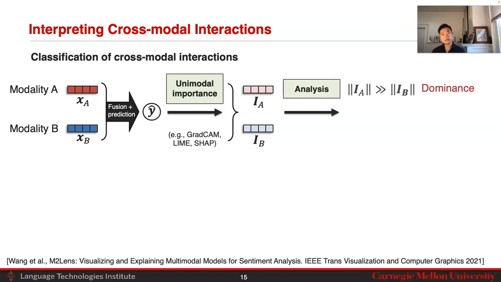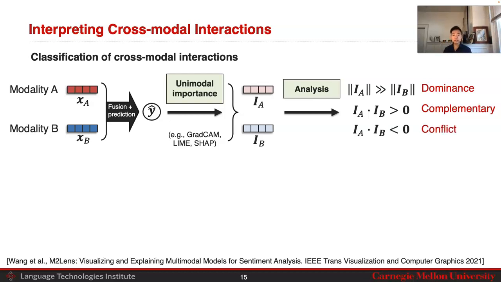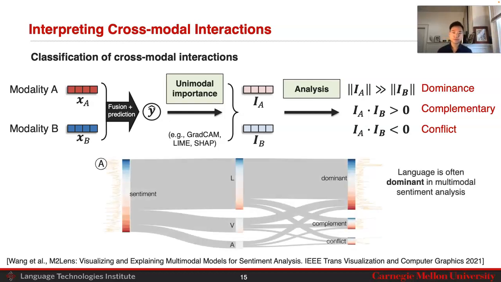Their insight was that based on these influences, you can then categorize the cross-modal interactions. If the influence of one is much larger than the influence of the other, that's a dominance type of interaction. If the magnitudes of both are roughly similar and they also point in the same direction, that's a complementary type of interaction. And if the magnitudes are similar but they point in opposite directions, that's a conflict type of interaction. So that's one way of interpreting these cross-modal interactions proposed by this approach.